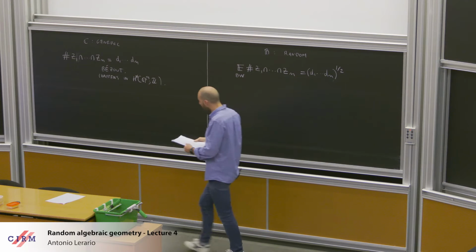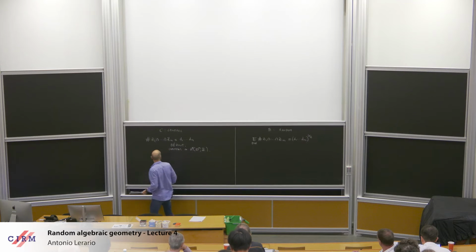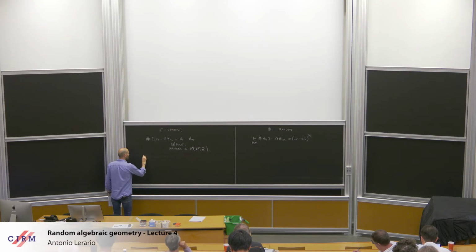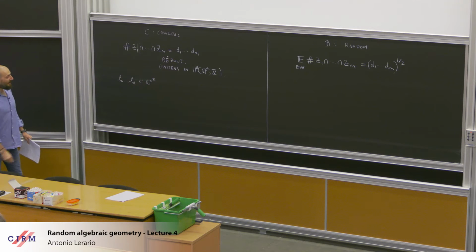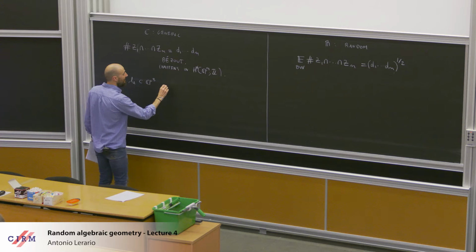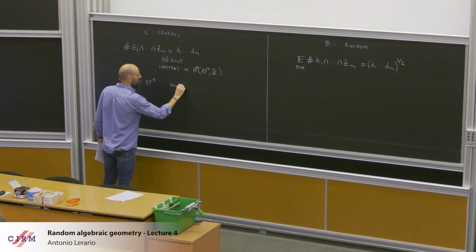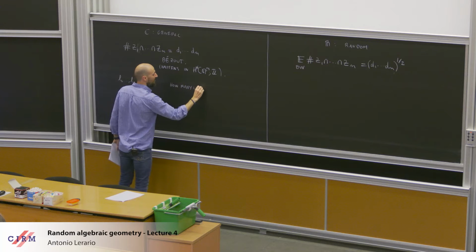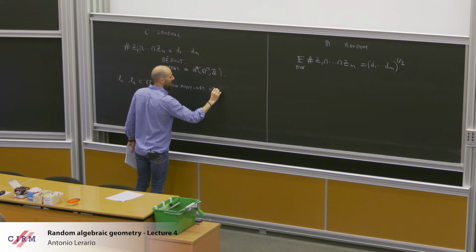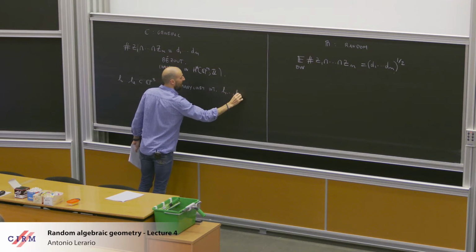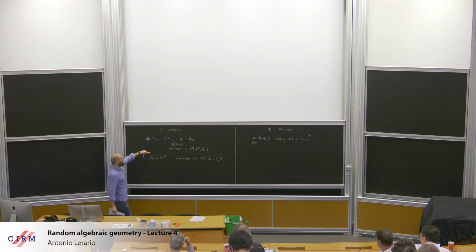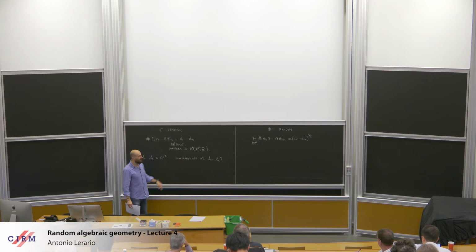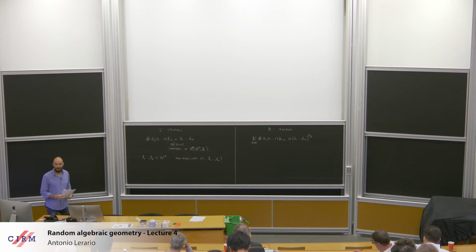Okay. Here is another example that I like a lot. So this would be example 1. Pick lines L1, ..., L4. These are lines in CP3. And you might ask, how many lines intersect L1, ..., L4? Here you're asking how many lines, before it was how many points. So how many lines intersect 4 generic lines in CP3?